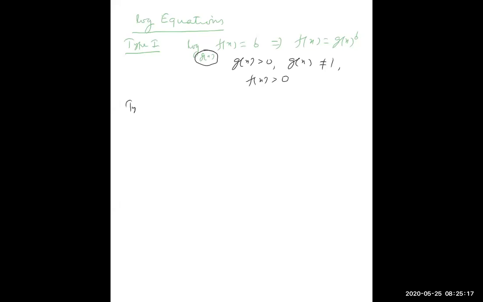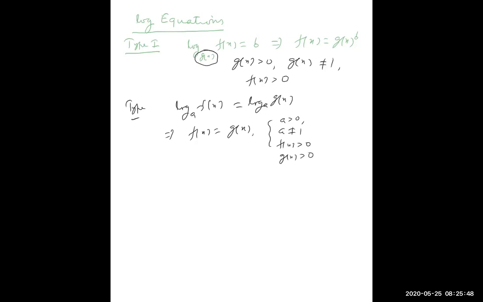Second type, we will get log base a of f(x) is equal to log base a of g(x). See here, most important thing, bases are same. Then I can say this implies that f(x) must be equal to g(x), provided base is positive, base is not equal to 1, and f(x) is positive and g(x) is positive, then only.